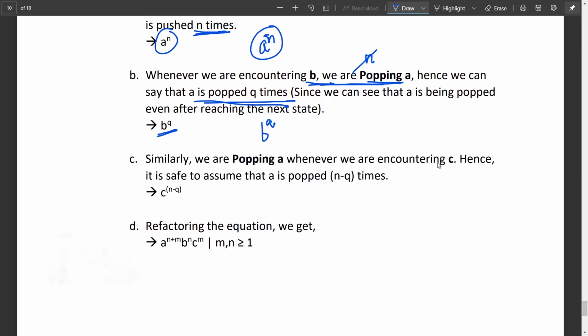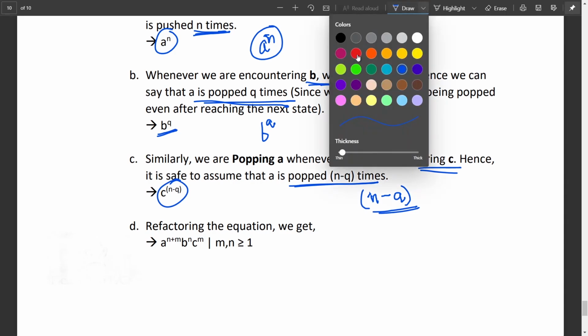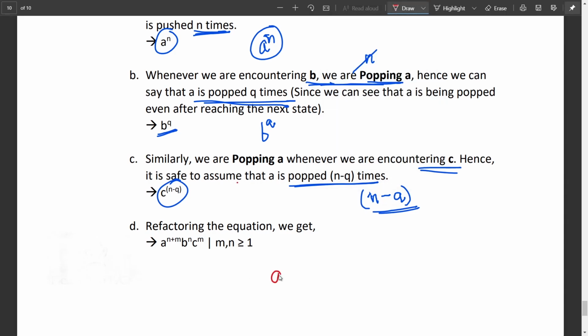And now similarly, we are popping A whenever we are encountering C. Hence A is popped n minus Q times. Why is that? Since the total number of A's was n, and we are popping A Q times whenever B occurs, that leaves us with n minus Q. So refactoring the equation, we can safely say that A raised to n plus m, B raised to m and C raised to m, where the total number of B's and C's is equal to the number of A's in the language, where n, m is greater than or equal to 1.